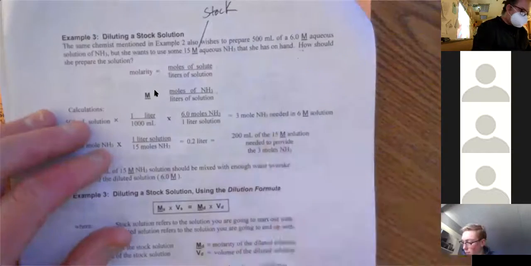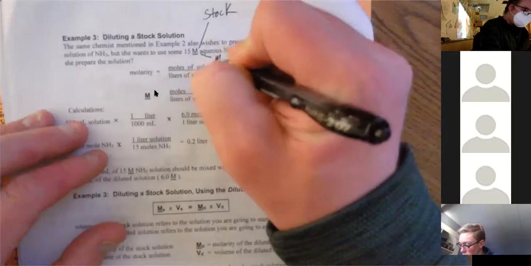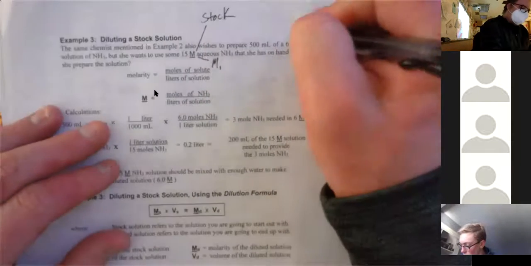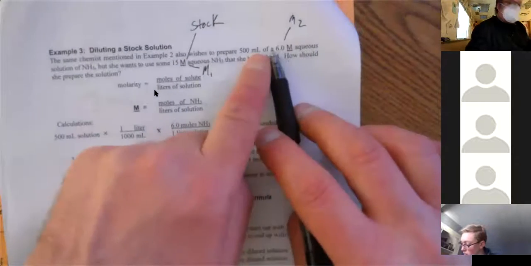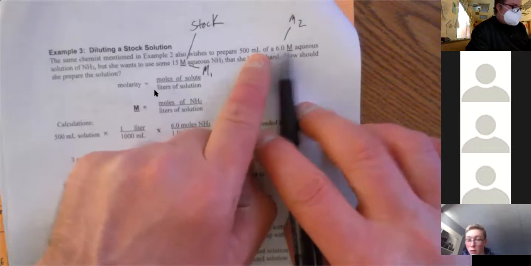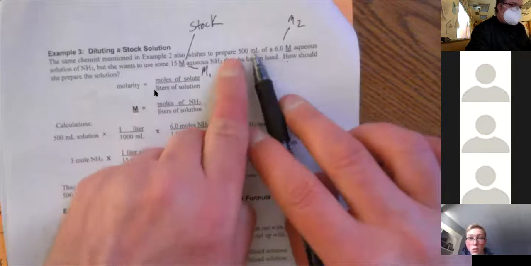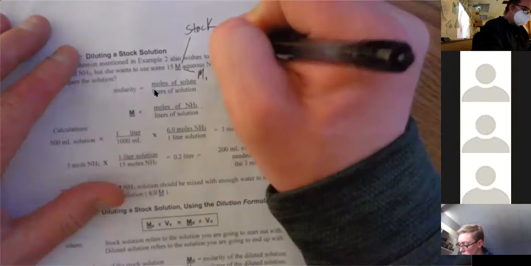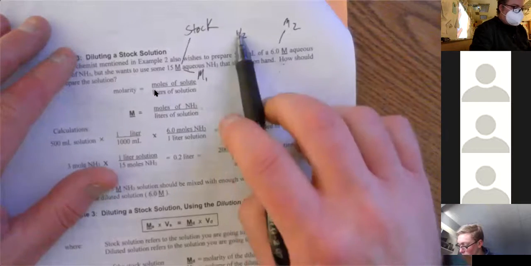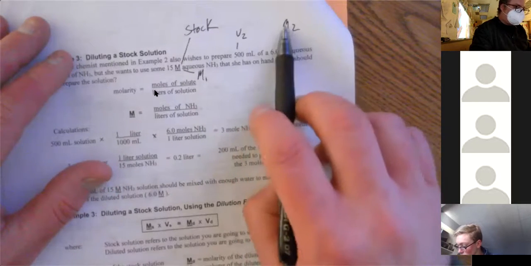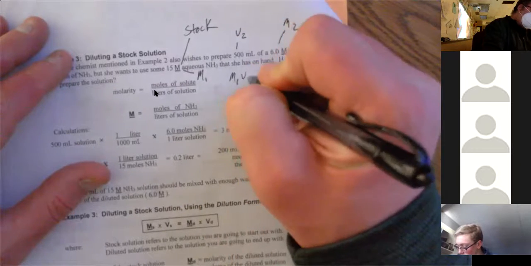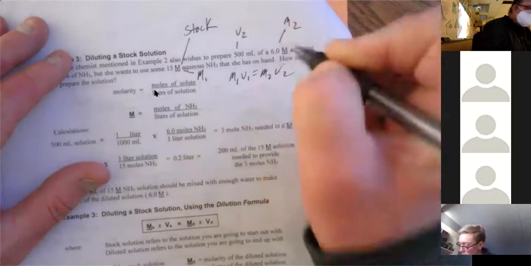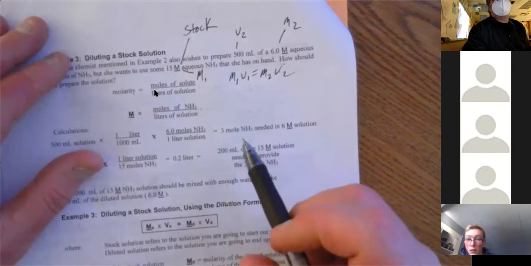How should she prepare it? So this will be our M1. The molarity we want, the lower molarity, will be our M2, or the molarity of the dilution. Words like "of" are connecting words. That connects this molarity with this volume. So that is V2, the volume of stuff I want. That's the molarity of stuff I want. This is what I have. So if M1 V1 equals M2 V2, this is the most common type of molarity problem.